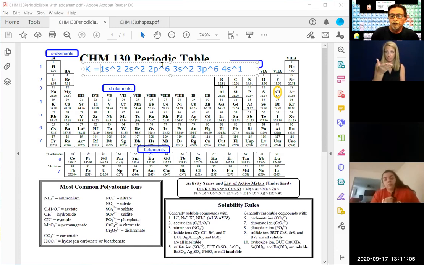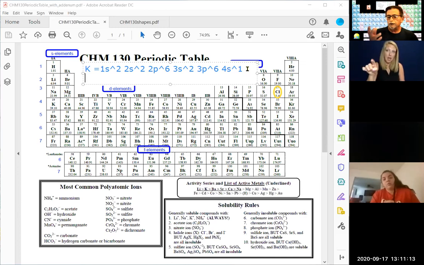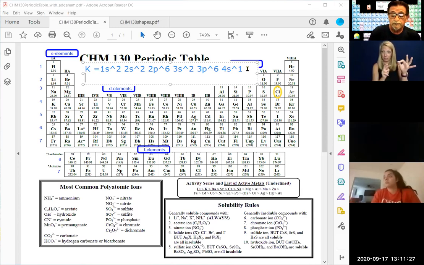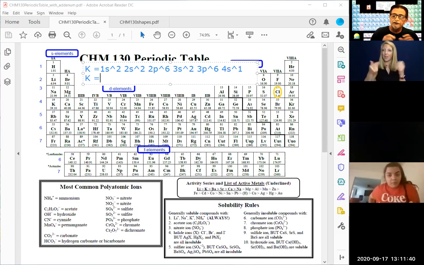Now, there is a shorthand way to write this, okay? And unless the question says do not use the shorthand way and it just simply says do the electron configuration for potassium, you can look at potassium, number 19, and search for the noble gas behind it. Well, who's the noble gas behind number 19? That would be argon, right?